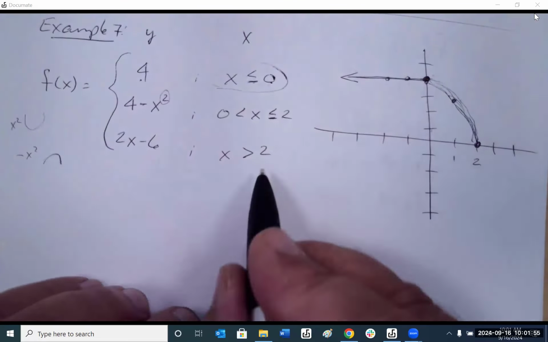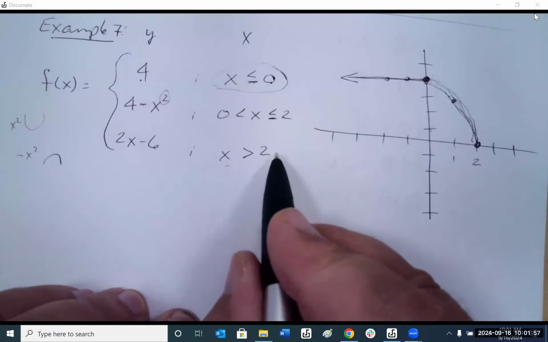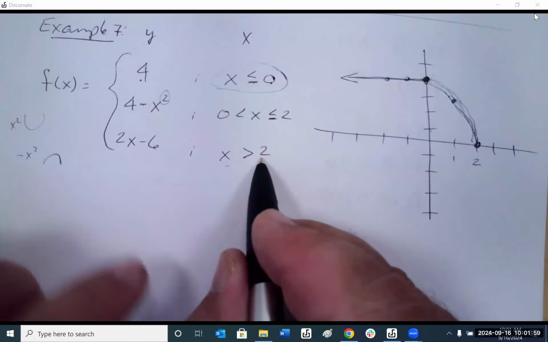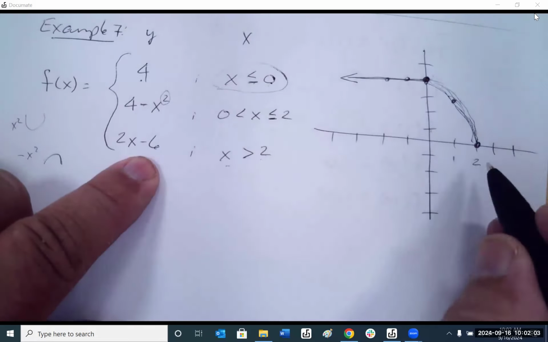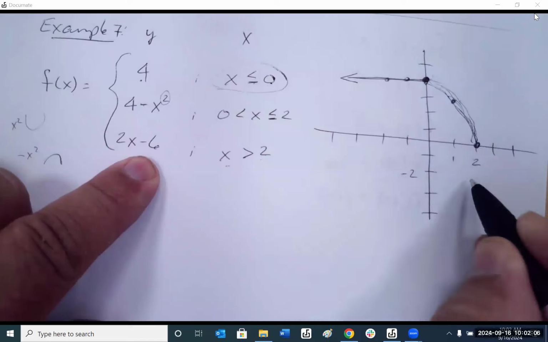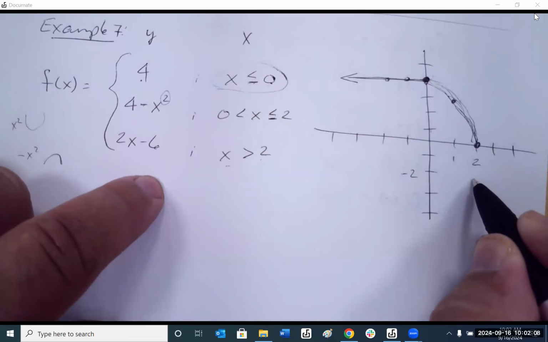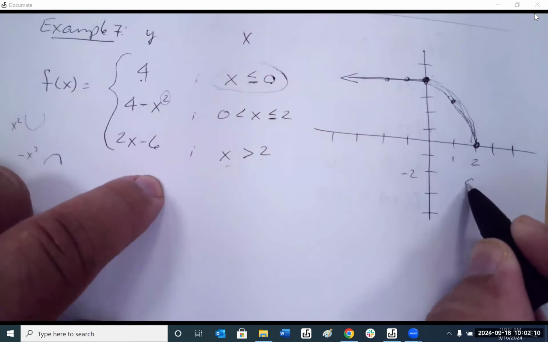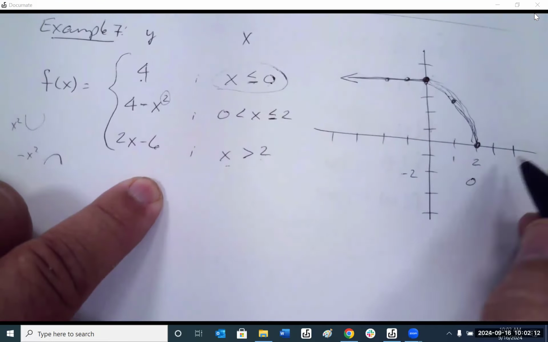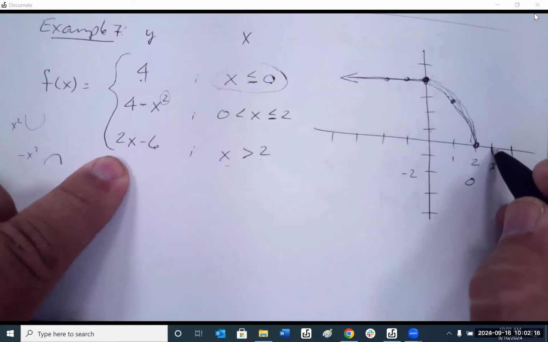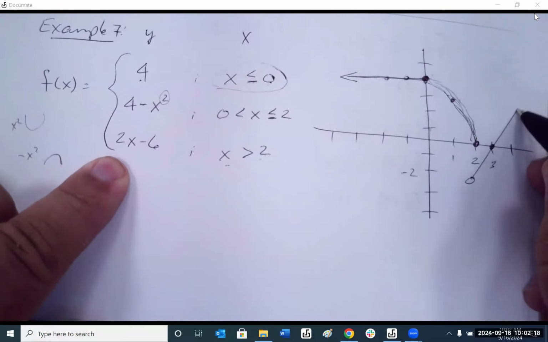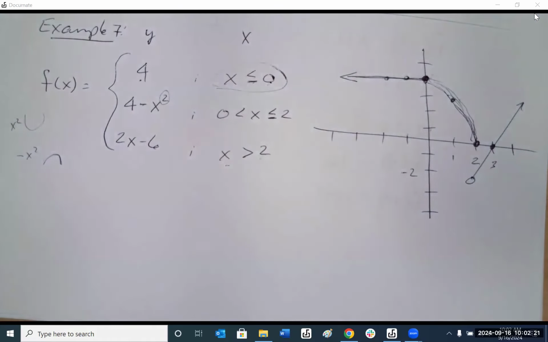And then the last one. I use all my x's greater than 2. So I start off with 2. Plug it in there. 2 times 2 is 4. 4 minus 6 is negative 2. Do I put an open or closed circle here? Open, because it's not included. Then I put 3. 3 times 2 is 6. 6 minus 6 is 0. It's a linear equation, so it looks like that.